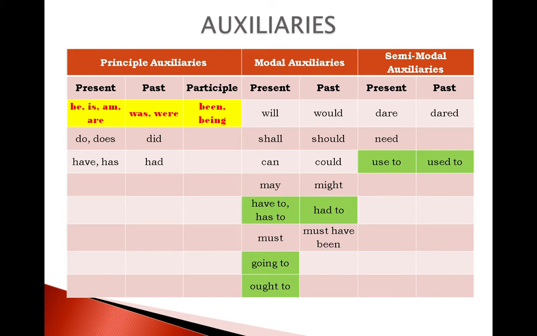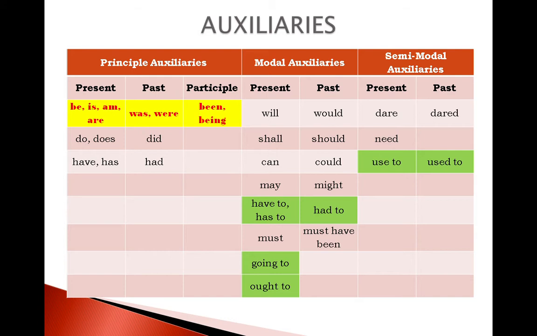But when any of these auxiliaries is used in such a way that it's not followed by another verb, then there are 2 possibilities. If it's a form of verb be, and forms of verb be are written in red font, they are highlighted with yellow color. If any form of verb be is used in such a way that it's not followed by another verb, we call it linking verb. Mind it, this concept of linking verb is limited to forms of verb be only.